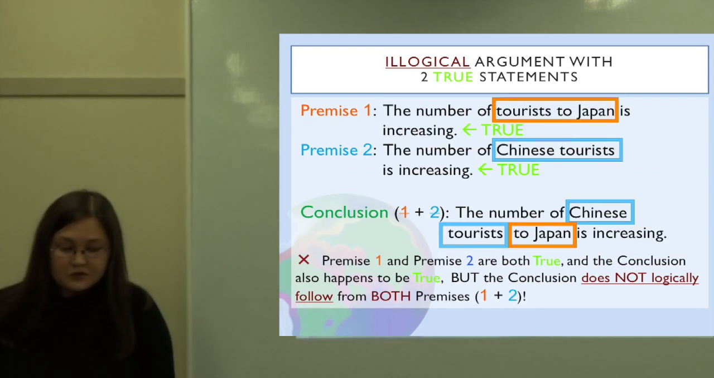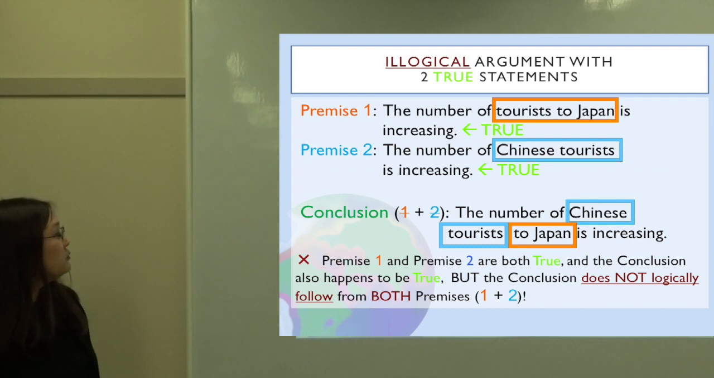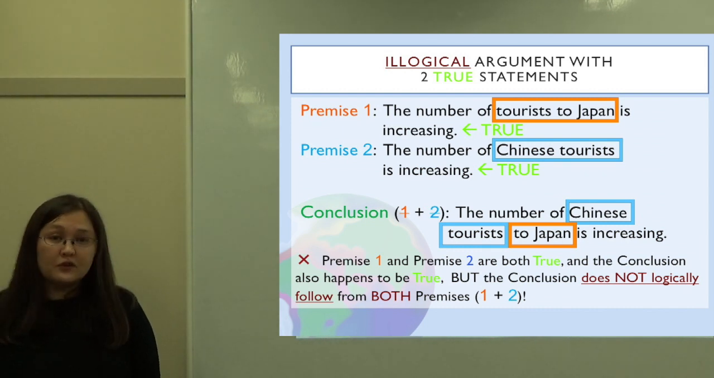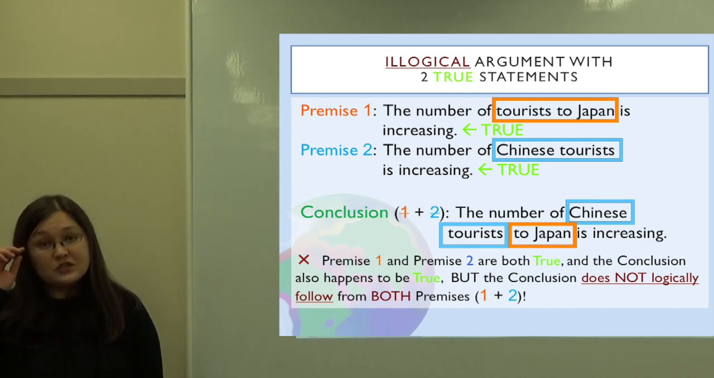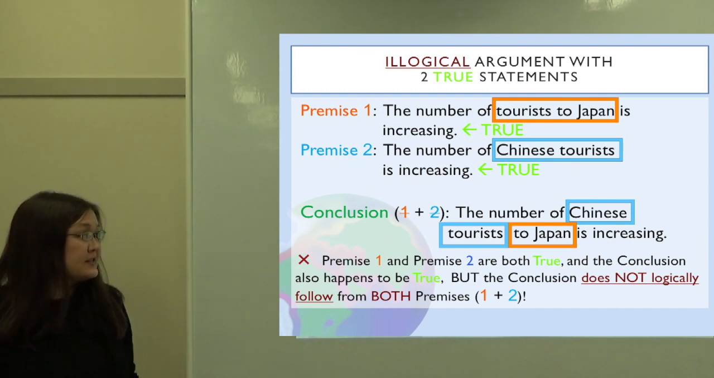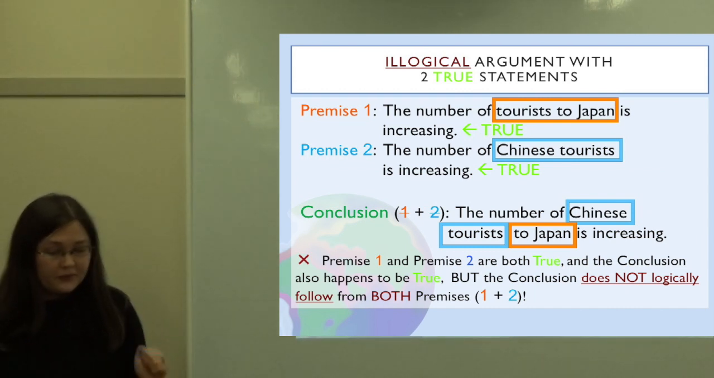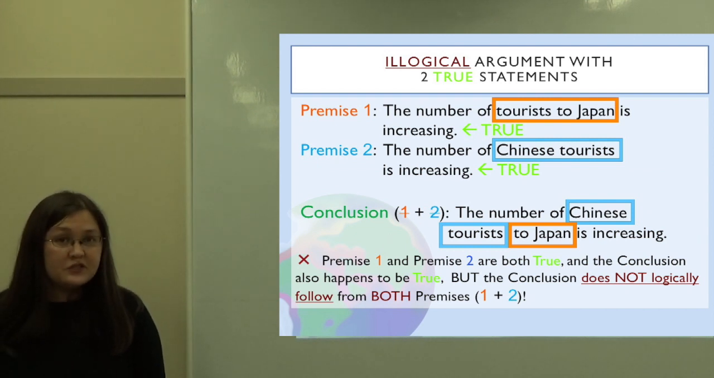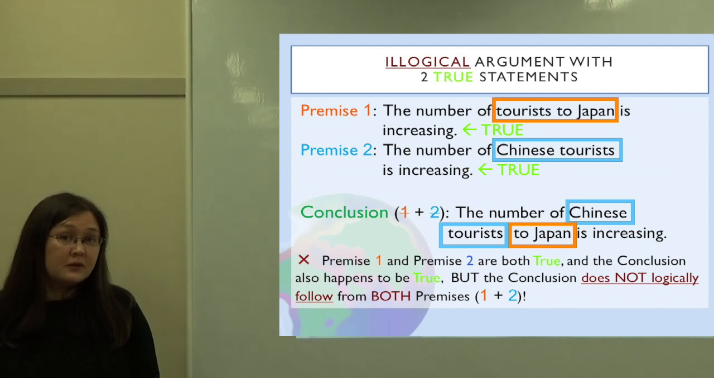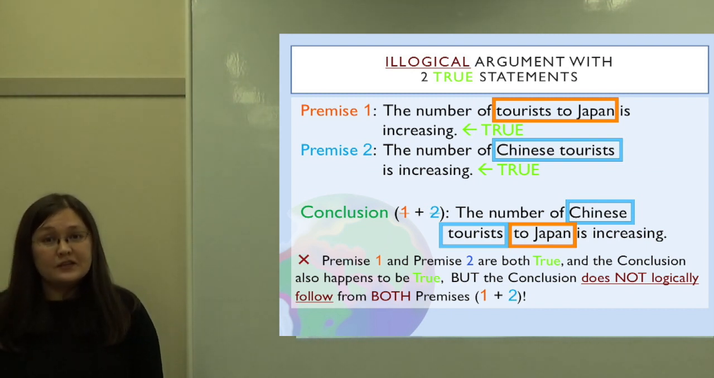The number of tourists to Japan is increasing. So premise 1, yes, we can check the data. We can look at the immigration records. We can look at the records of all of the tourist sites in Japan. Maybe their numbers have increased since in the past. So we can check in the real world. And premise 2, the number of Chinese tourists is increasing. So it is true, the number of people from China who travel is increasing.